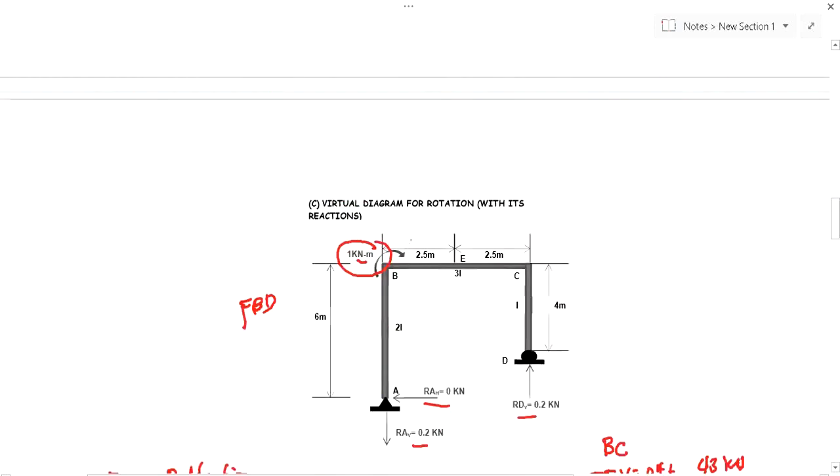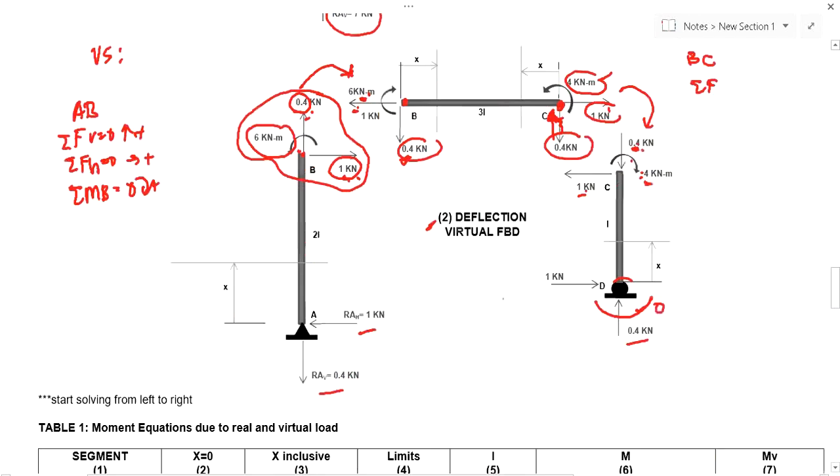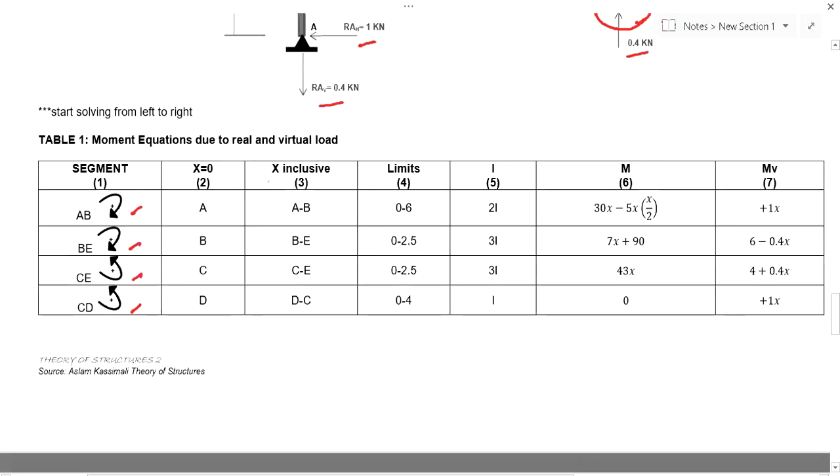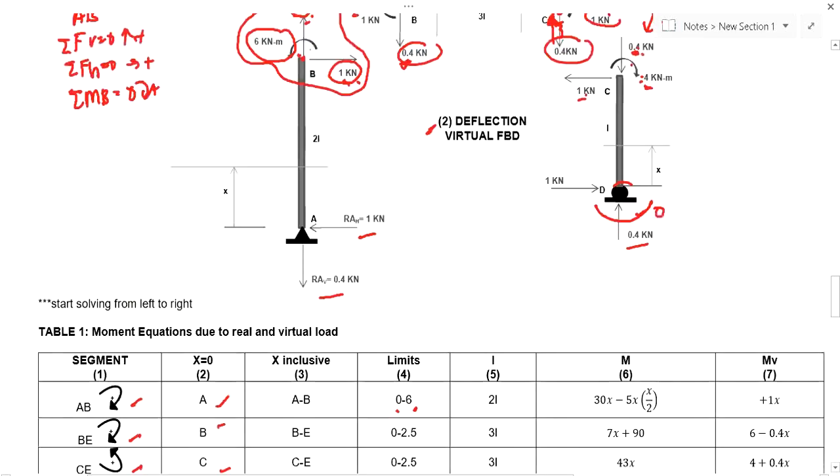Okay? So tignan lang natin yung distances. We have 6, 2.5, 2.5, and 4. Okay? So for the limits, yung AB, 0 to 6. Pagka nakita nyo kanina yung diagram natin, 6 meter yun. Kaya 0 to 6.